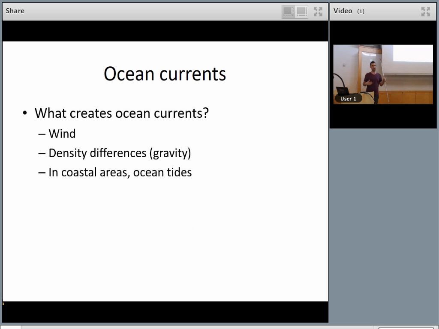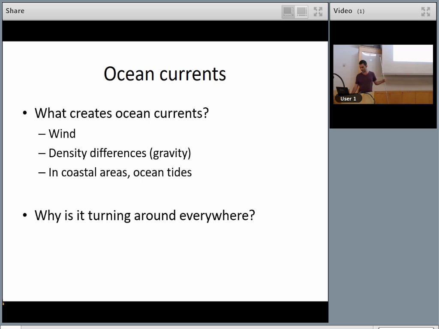Then in coastal areas mainly, but it also plays a large role, for complex reasons I don't have time for, ocean tides, so the generation of tidal currents, act to create ocean currents. And finally, the fact that the Earth is rotating is basically the reason why, when you look at any map, you see rotational movements everywhere.